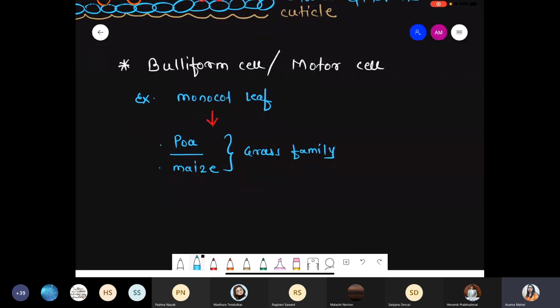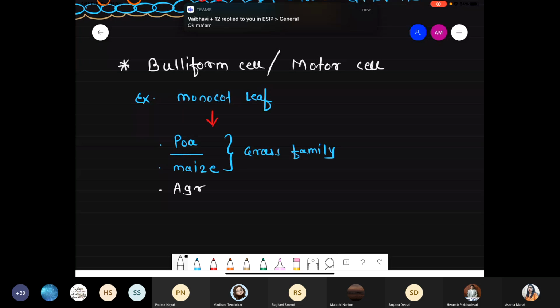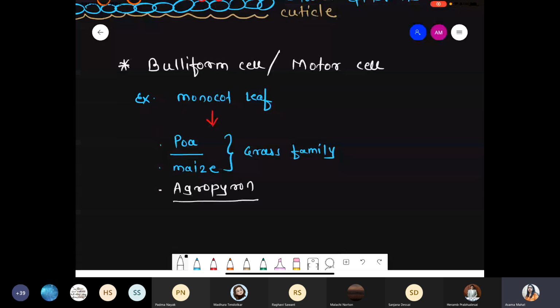So we are talking about poa as well as maize. These belong to the grass family, because grasses also belong to monocots. Another example we are talking about is agropyron. This is another example belonging to monocots. So these are the few examples where, specifically in the case of the monocot leaf, bulliform cells or motor cells are present.